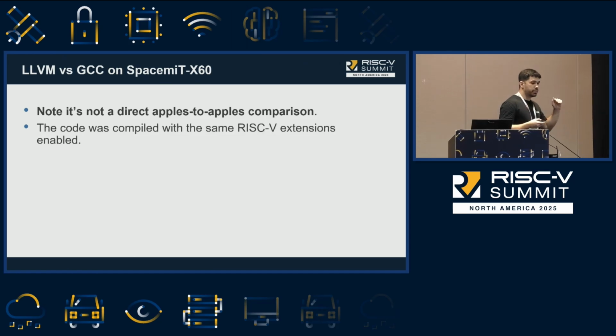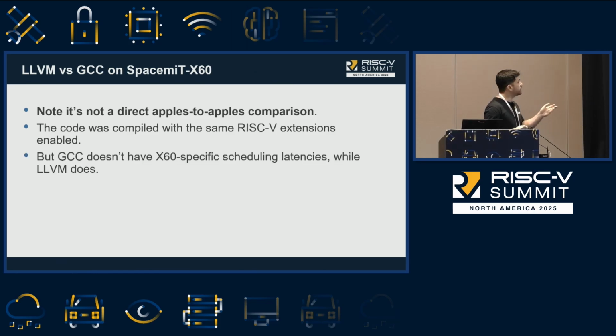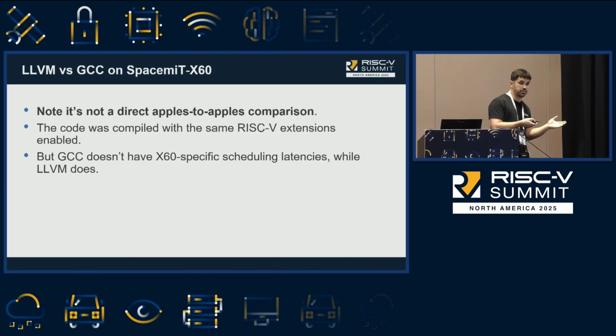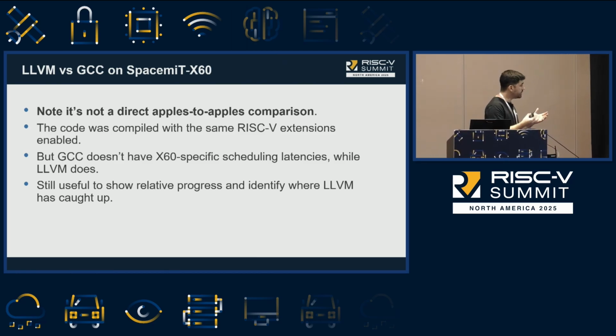For both compilers, the extensions used were the same. But as far as I know, when I was doing the test, GCC doesn't have any X60-specific scheduling latencies, which LLVM does. But we still think it's useful to see how LLVM caught up with GCC.